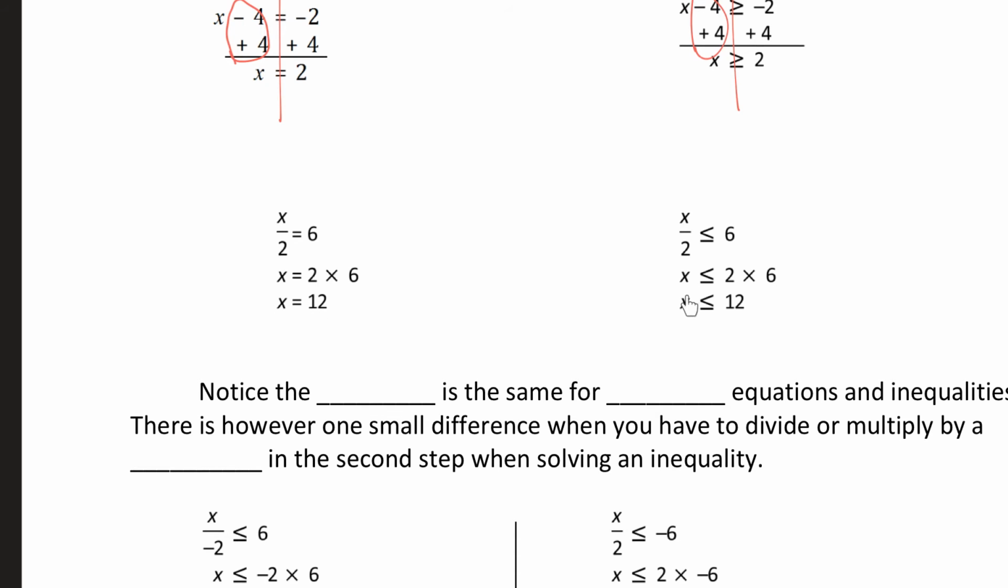But here, look, it's division. Same thing. 2 times 6 is 12. This is x equals 12. This is x is less than or equal to 12. Same process, same type of answer. Where this is only 12, this is not only 12, but also the numbers less than 12 will work.